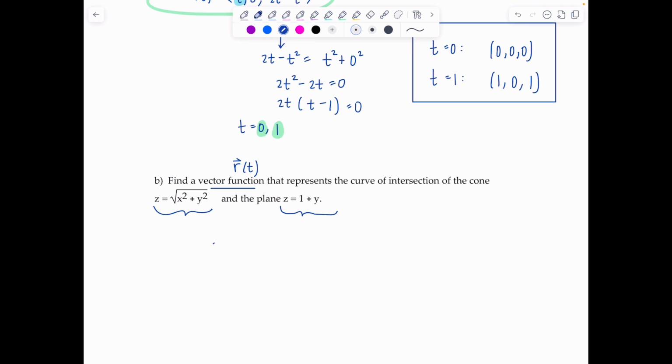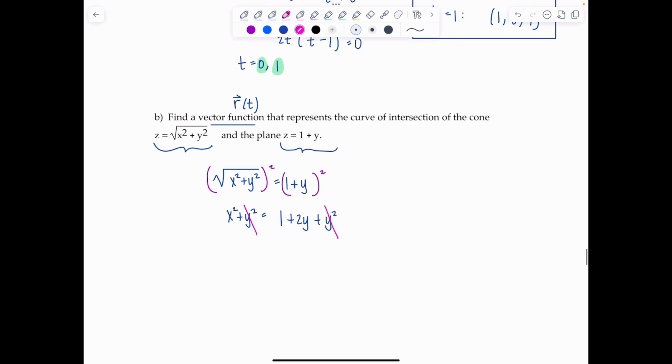Easiest thing is, since z is isolated, to set those equal to each other. So square root of x squared plus y squared equals 1 plus y. I'm on the hunt to isolate one of the variables so I can identify my parameter. Let me square both sides. That seems like the way to go. And so we'll have x squared plus y squared equals 1 plus 2y plus y squared. Thankfully y squared cancels out.